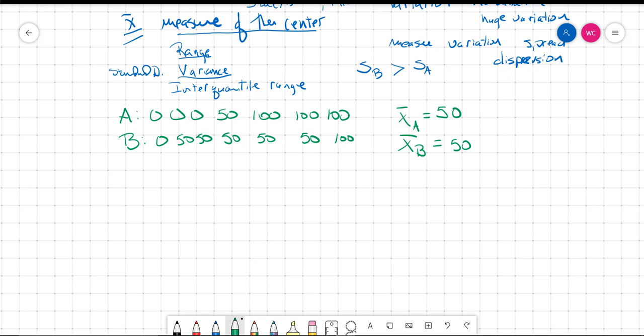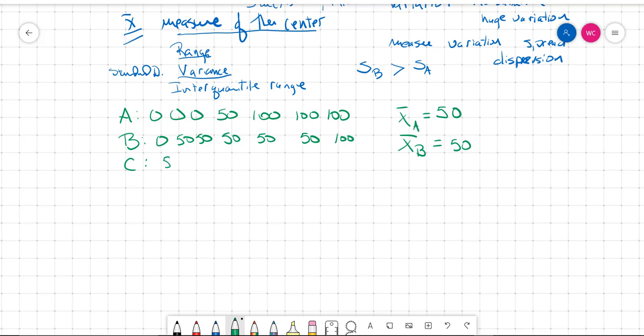Oh, I'm sorry, I forgot one more. I want to have one more in here, and that's going to be C. And that's going to be just 50s everywhere. Okay, so X bar C is also 50.